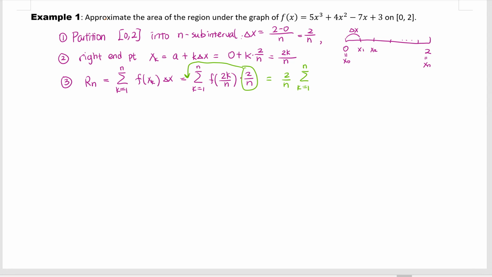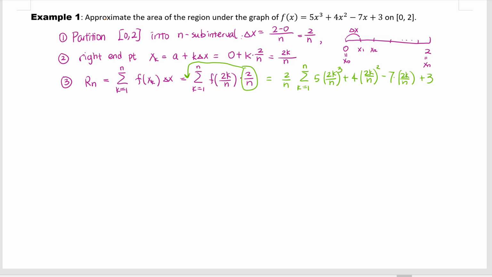And what is f of 2k over n? Well, that means you're going to plug this into the formula of f. Well, f is 5x cubed plus 4x squared minus 7x plus 3. So whenever you see x, replace x by 2k over n. So 5 times (2k over n) cubed, plus 4 times (2k over n) squared, minus 7 times 2k over n, plus 3. See, this is f of 2k over n.